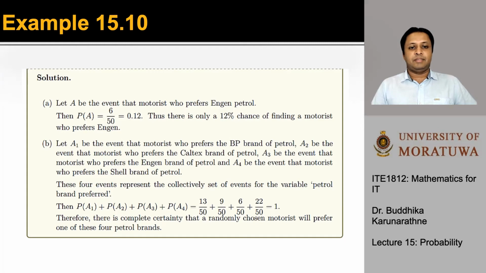So 4 separate brands. We need to find the probability P(A1) plus P(A2) plus P(A3) and P(A4) taken separately. If we get these values separately, we know that we will get 1. Therefore, there's complete certainty that a randomly chosen motorist will prefer one of these 4 petrol brands. They are all included within these 4 brands that are stated here.